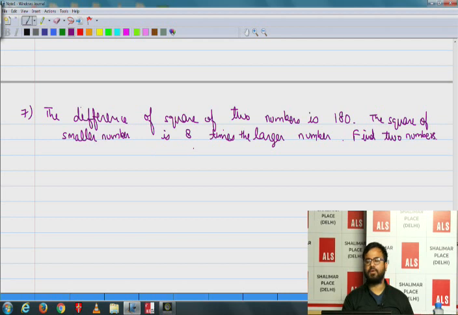That is correct. Perfect. So suppose we take the numbers as x and y, and let's say x is greater than y. X is our larger number, as we have already assumed. The difference of the squares of the two numbers is 180, so x square minus y square is 180. The square of the smaller number, y square, is equal to 8 times the larger number, x. So y square is equal to 8x.